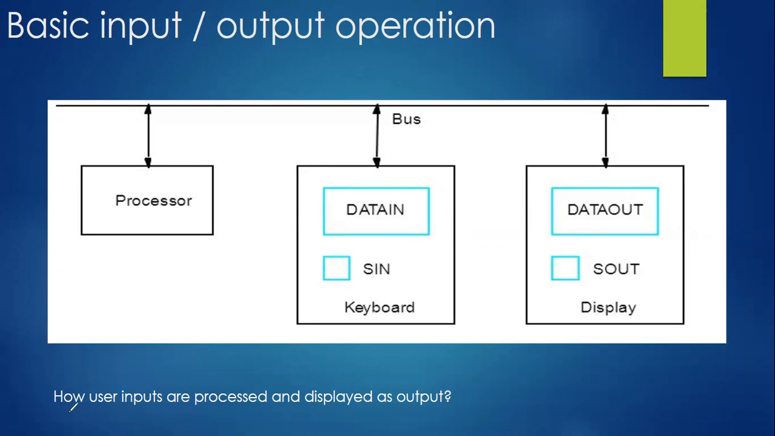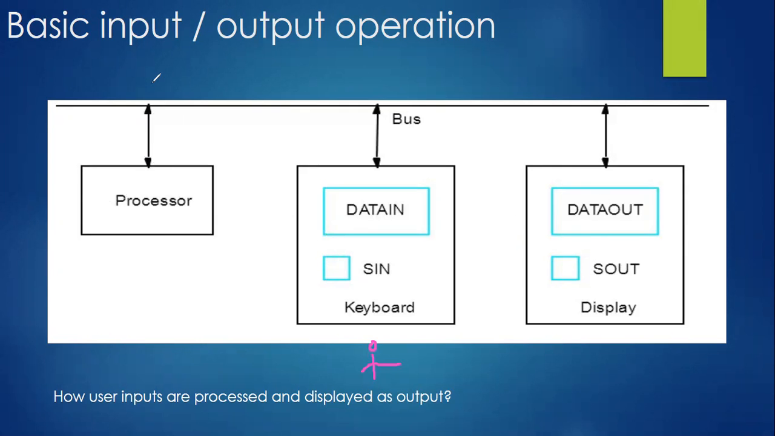Now here we have one question: how are user inputs processed and displayed as output? Consider an example. A user is trying to enter some input into the system using a keyboard. Whatever keystrokes he types, the appropriate ASCII code will be generated and managed in the data in buffer register. Now assume the bus is already free, so there is no communication on the bus right now. The content of data in will flow to the processor, the data will be processed, and finally it will be displayed in the output unit.